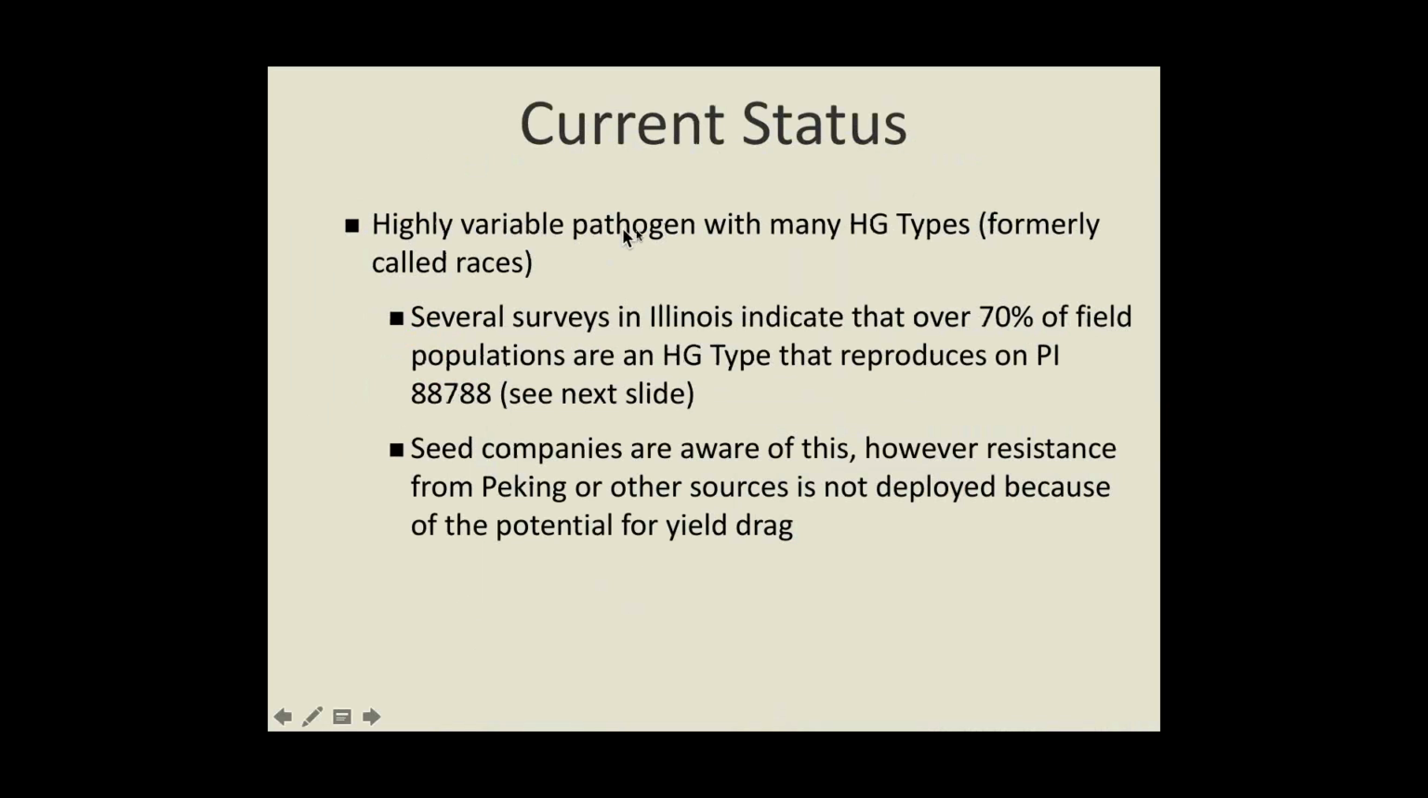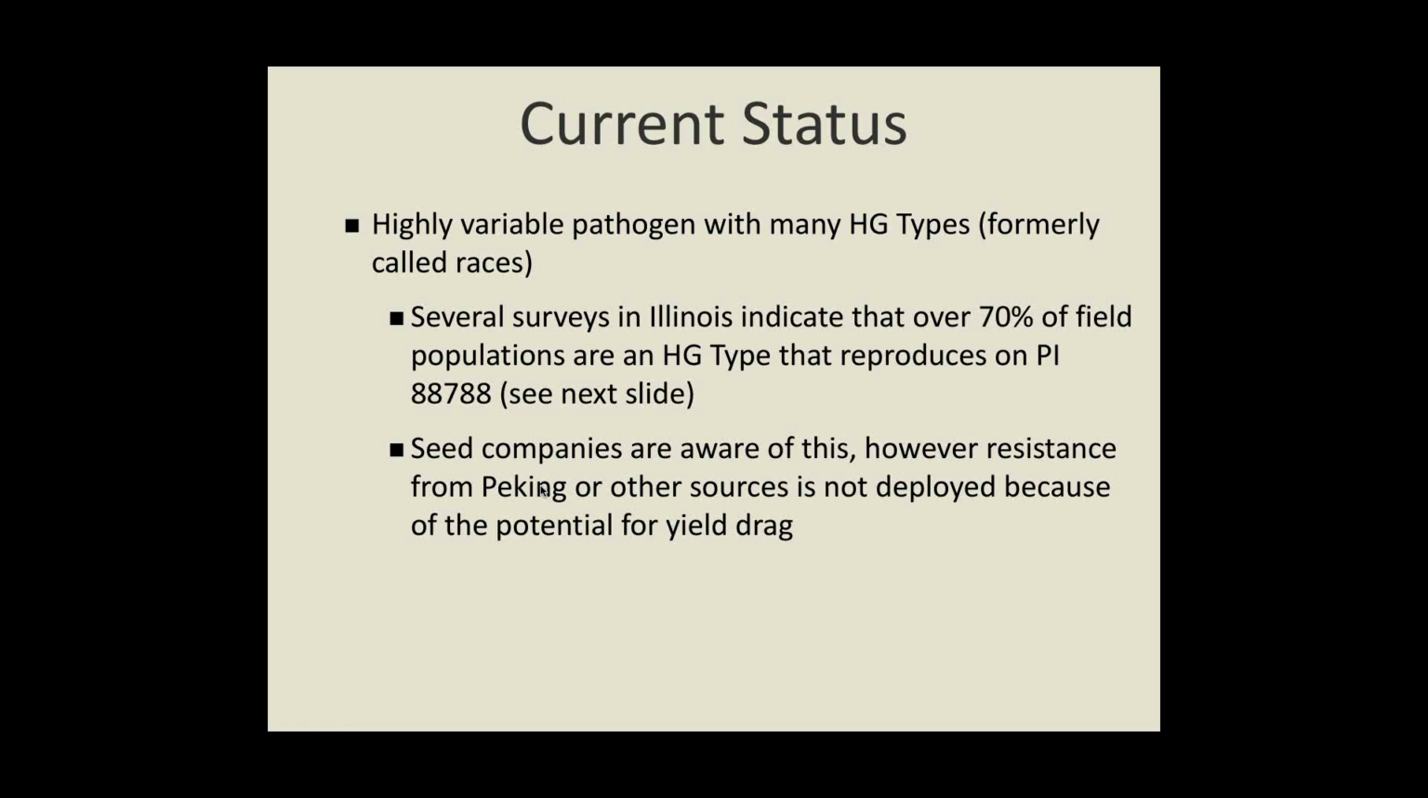This is a highly variable pathogen with many HG types. In the past, we would call those races. You can still see that in company literature. Several surveys in Illinois indicate that over 70% of our field populations are now an HG type that reproduces on PI 88788. And seed companies are aware of this. However, the resistance from Peking and other sources is not deployed because there is a potential for yield drag.